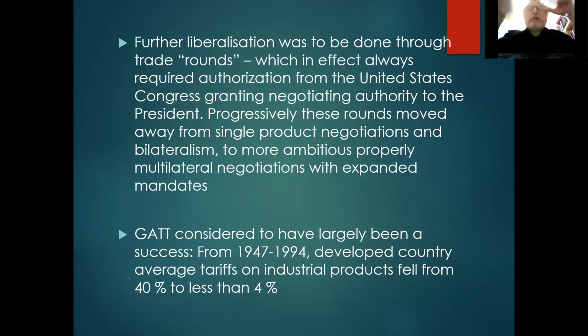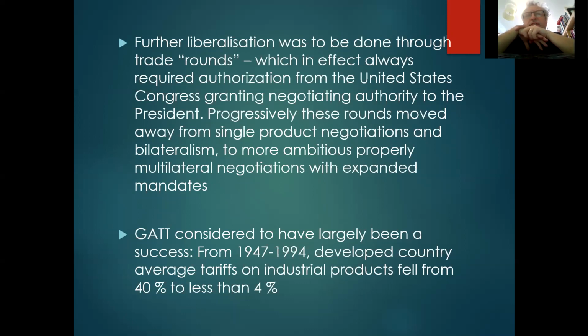And trade rounds, the new trade rounds, of which there were several over the ensuing 40 years, these required the authorization from the United States Congress, which gave negotiating authority to the president. That's a reflection of how powerful the United States was at the time. And over time, these rounds became more and more ambitious, more and more multilateral, with ever expanded mandates. So more and more things came into discussion. And the last of these GATT rounds was the Uruguay round. And I'll talk a bit later about the Uruguay round.